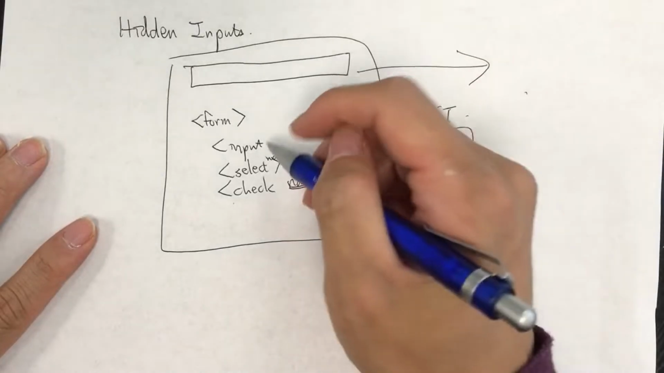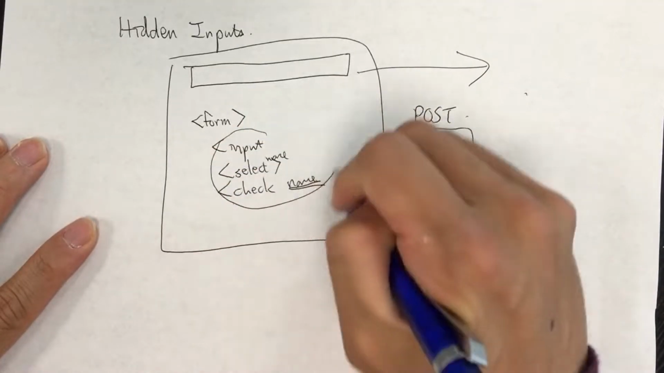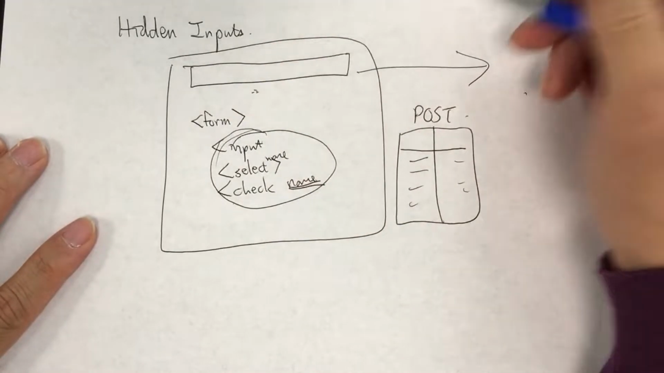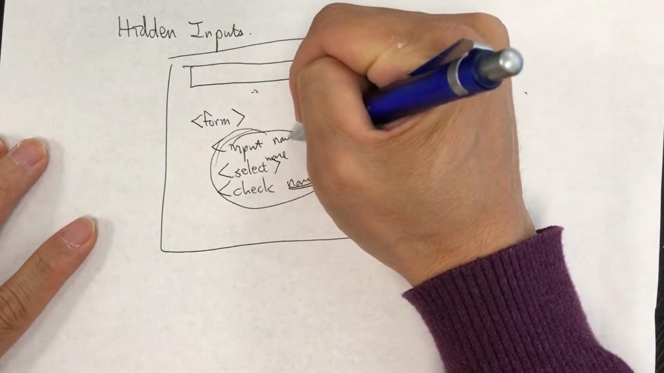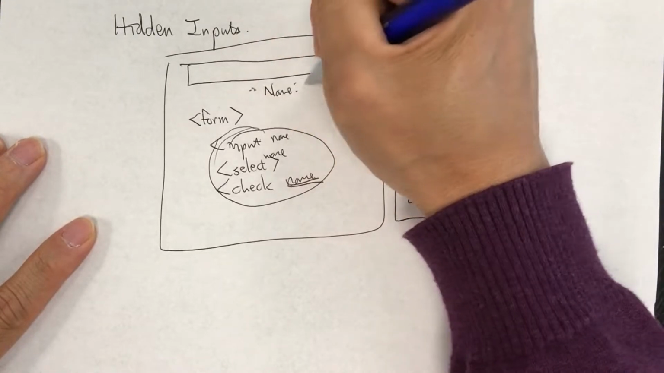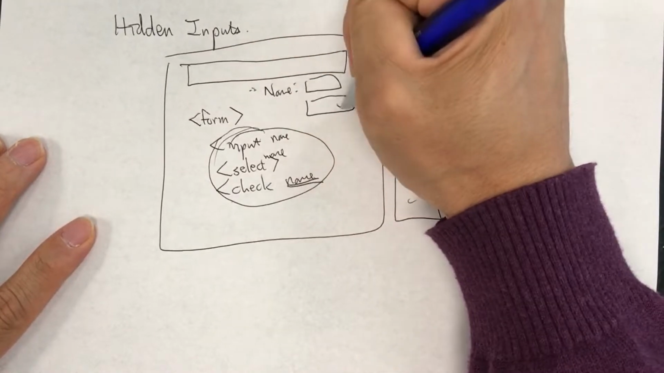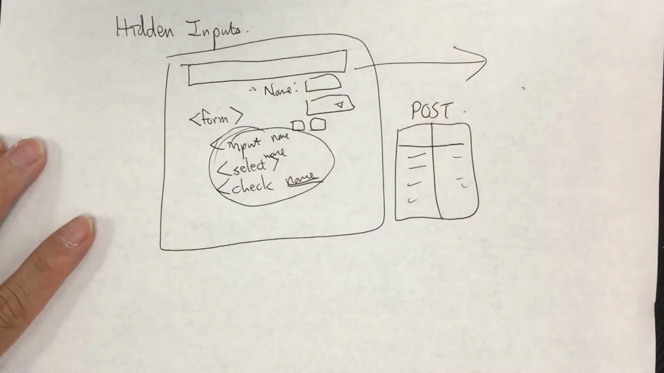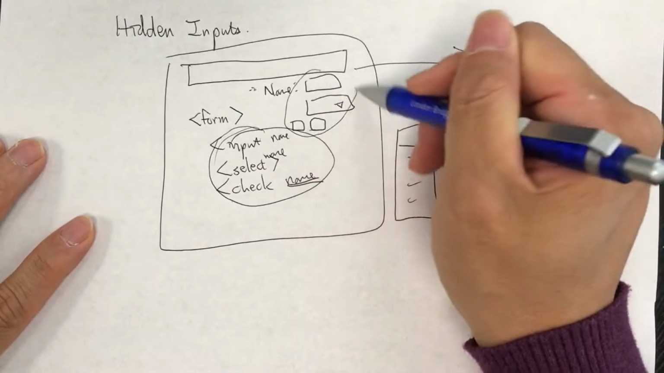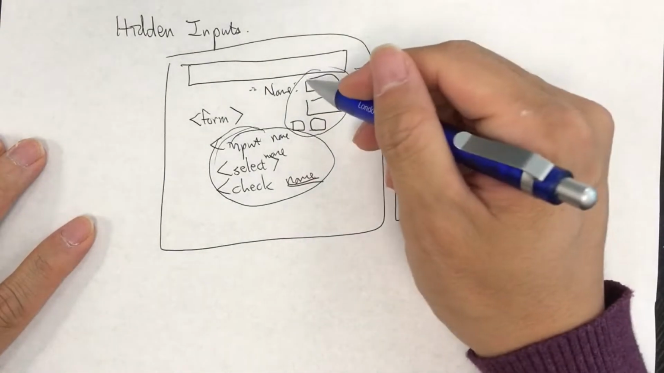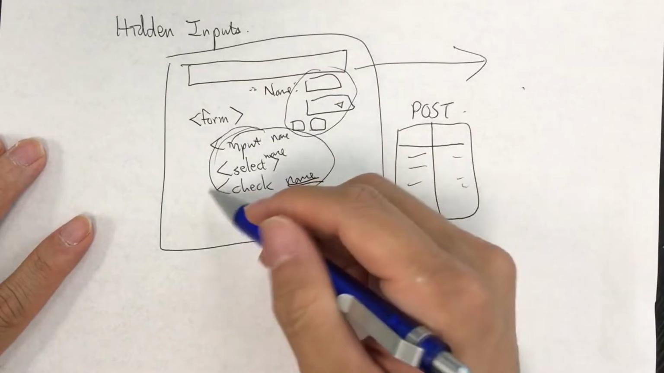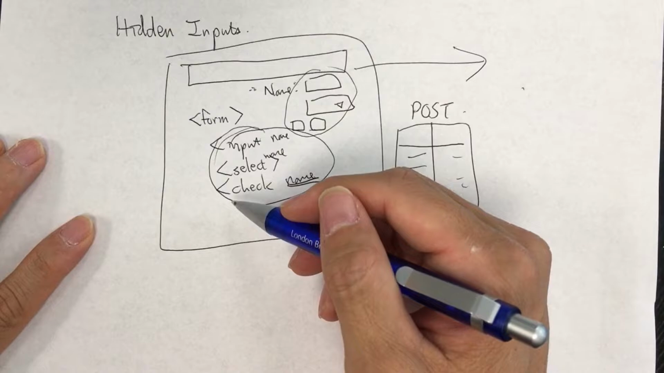But a lot of the time, all these input forms are shown visibly on the browser. For example, if this is name, then there's going to be a name field. If it is a select, it's going to have a drop-down menu. If it is a checkbox, it's going to have a checkbox. What if I need to pass information that I don't want to make visible? Then what do I do? Well, that's where you use a hidden input.